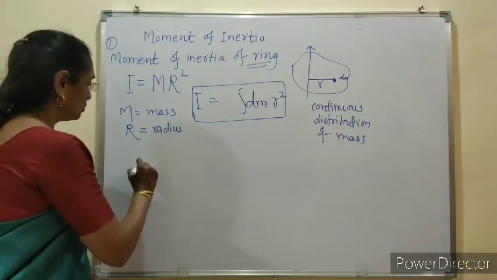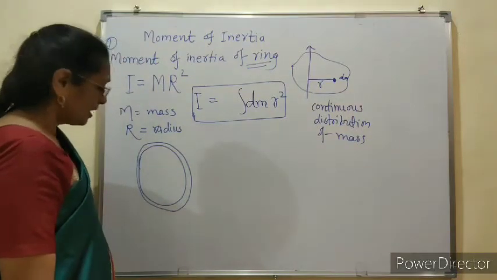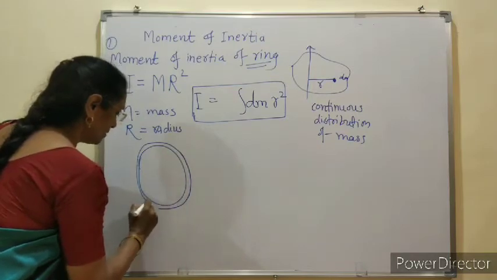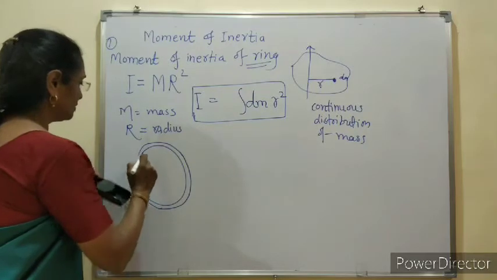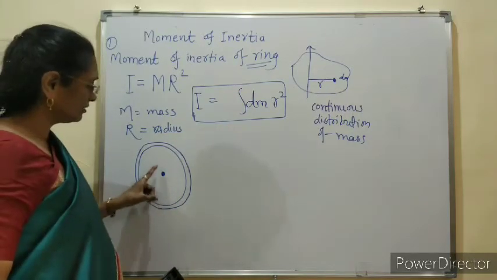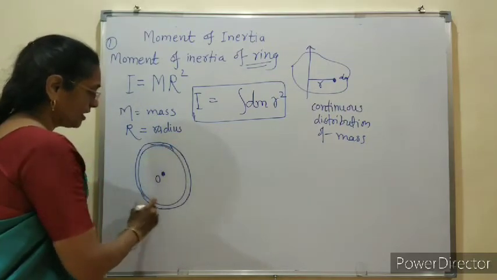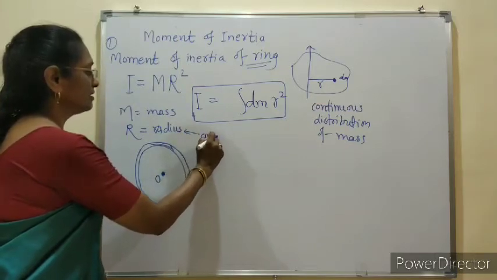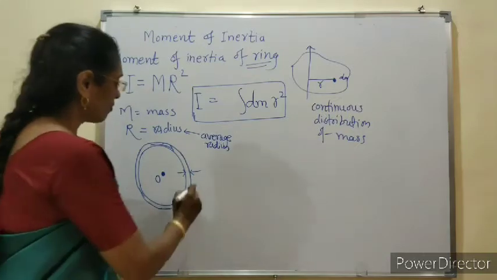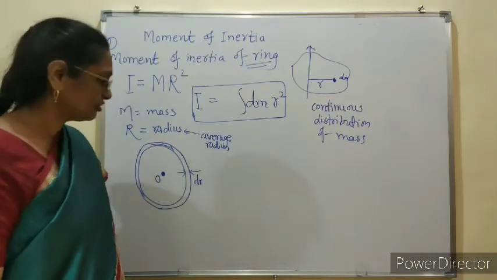The ring is thin. We can show the ring in this way. Actually it is a thin ring, but for the proper representation I have shown it like this, so that you can imagine it is a circular ring, even if slightly elliptical nature is shown here. Its center is O. Mass is distributed here like this, but average radius is R, because the thickness or width of the ring, if it is denoted by dr, is very small, therefore R can be taken as its average radius.